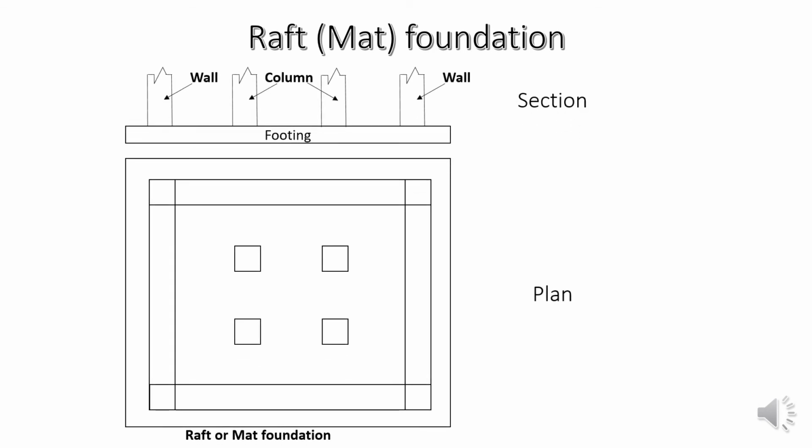We can see the raft or mat foundation in the figure given here. The top one is section and the bottom one is plan. In this raft or mat foundation, both walls and columns are present. Near the edges, we can see the walls are constructed. In the inner bay, we can see the columns are constructed. Without walls also, we can construct the raft foundation.